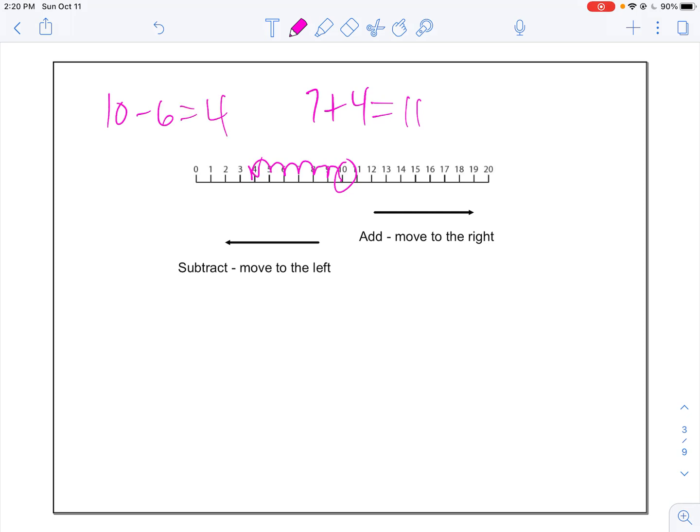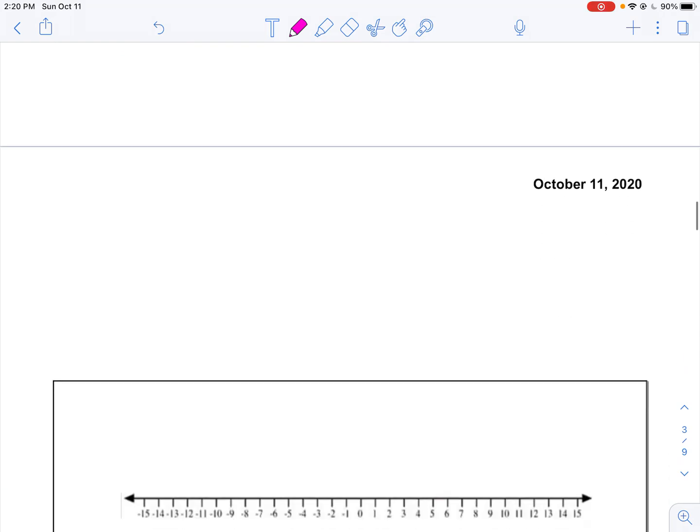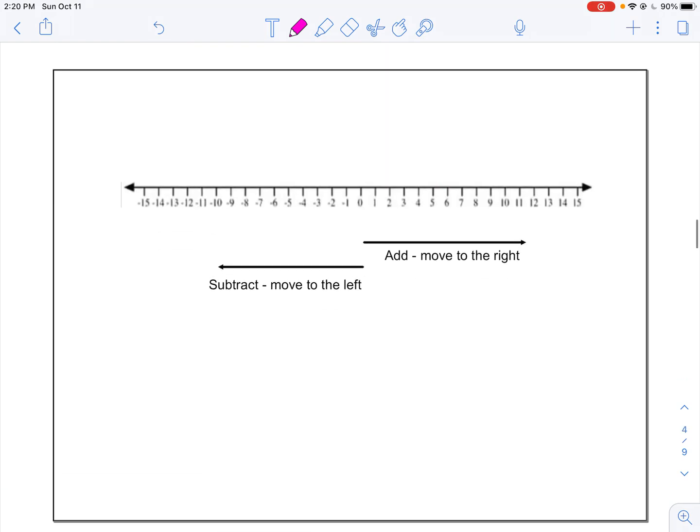So today we're going to be doing the same thing. We're just going to be using positive and negative numbers now instead of just positives. So here we go. Add, you move to the right. Subtract, you move to the left. So let's just do an example of one real quick.